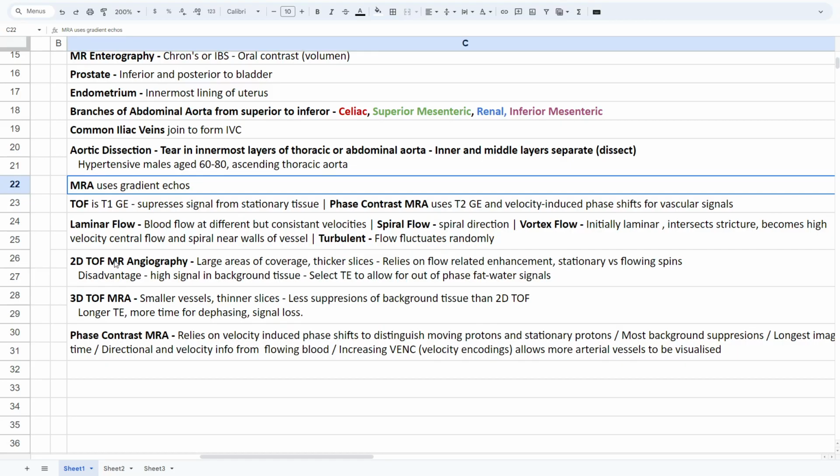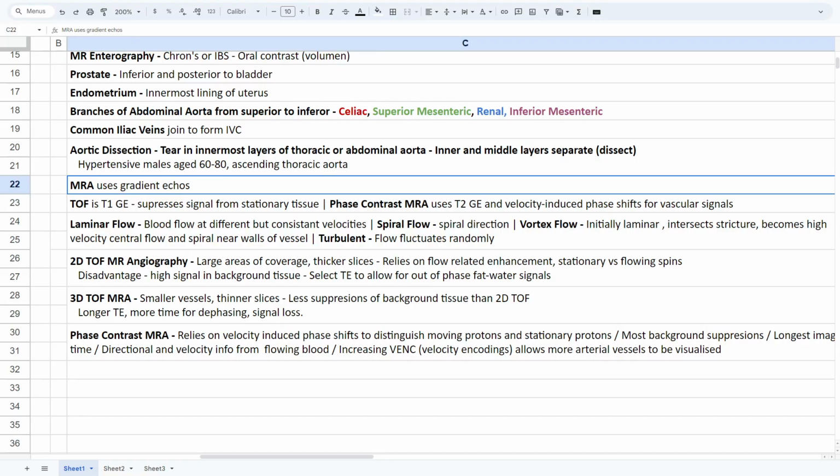2D time of flight MR angiography is used for large areas of coverage with thicker slices. It relies on flow-related enhancement, stationary versus flowing spins. A disadvantage is there's high signal in background tissue. You must select a TE to allow for out-of-phase fat and water signals.